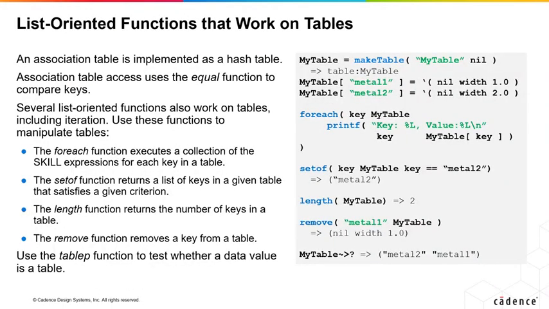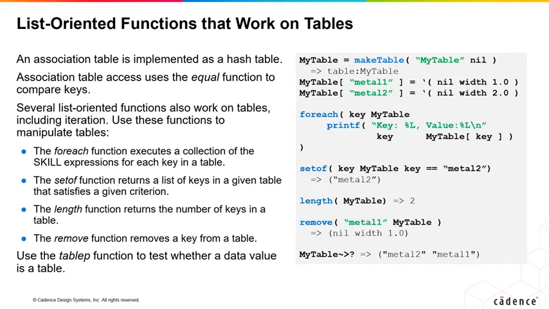Here are some list-oriented functions that work with tables. Basically, an association table is implemented as a hash table. The association table access uses the equal function to compare keys. Now here are several list-oriented functions that you may want to use when you work with tables.